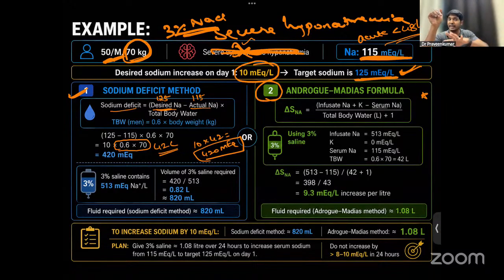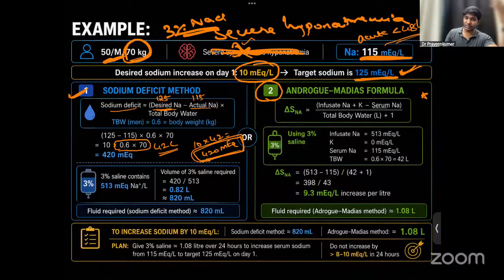We are not correcting it to 140. Remember, we are not correcting it to 140. We are correcting it to the desired sodium level. So the desired sodium is a 10 milliequivalent increase, and it is going to be a 420 milliequivalent deficit. Now we have to give the patient 420 milliequivalents in one day, so that his serum sodium increases from 115 to 125.